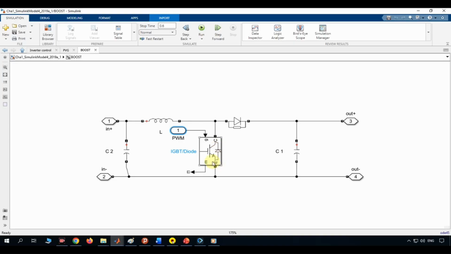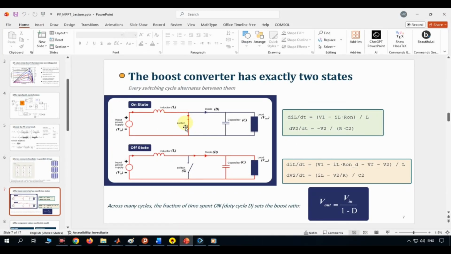Let's walk through the two states of a full switching cycle. State 1. The switch is turned on. Current from the input flows through the inductor and then straight through the now closed switch to the negative rail. During this time, the inductor is charging up, storing energy in its magnetic field. Because the switch provides a direct low-resistance path, the output diode is naturally blocked and the load current at the output is being supplied only by the output capacitor.